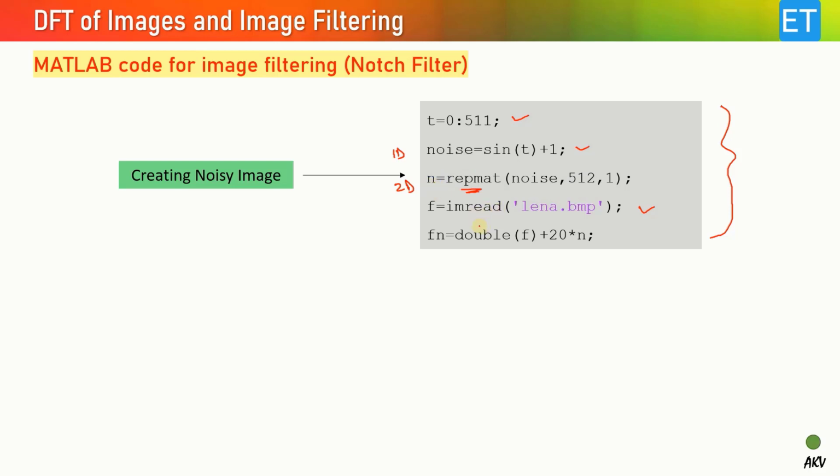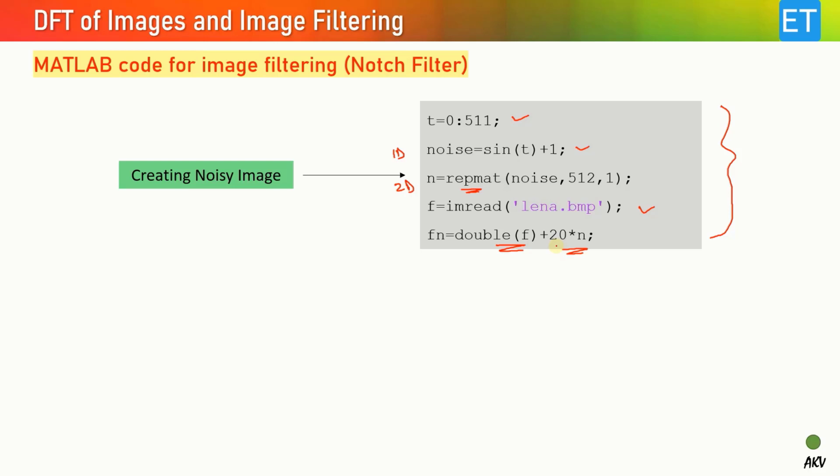To create the noisy image, we have added the image f and then this sine image, multiplied with the 20. Actually, you can say it's an embedding strength. So if you increase this number, the impression will be more. If you decrease this number, the noise impressions will be less in the image.